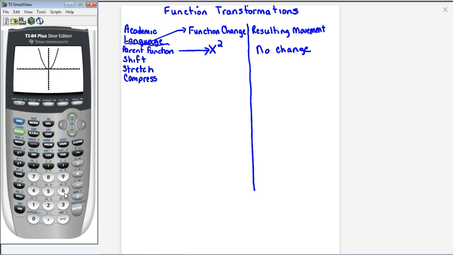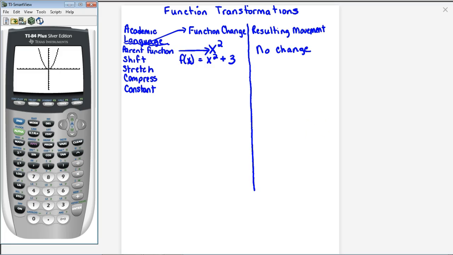So the first thing that we're going to talk about is if we just add a constant, and a constant, I'm going to throw that under academic language. A constant is a number without a variable in an equation, okay? So we are just going to add a constant at the end. It can be any number you want. So what we have here is f of x equals x squared, and we want to add a constant on there. And you can pick your favorite number just to make sure that you're working with that number. I'm going to pick 3.